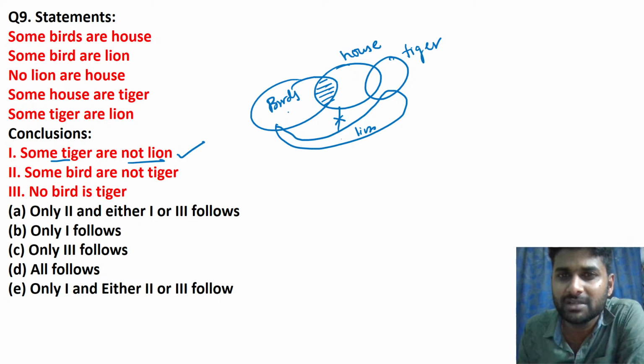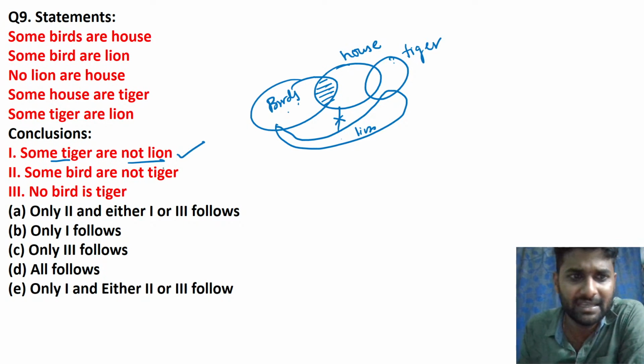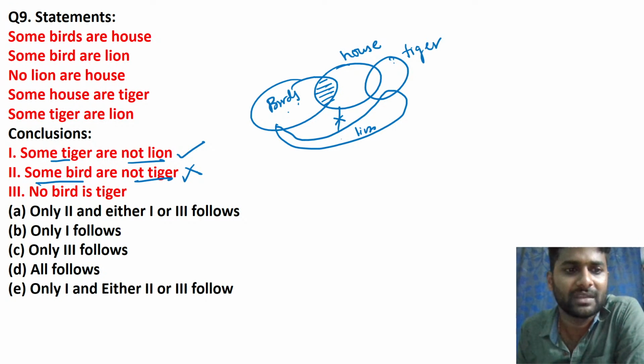See, can we assume all birds into the tiger? Yes, we can. We can assume, guys. All birds can be a tiger. Some birds can be a tiger. See, here the conclusion says that some birds are not tiger. It is an invalid conclusion.